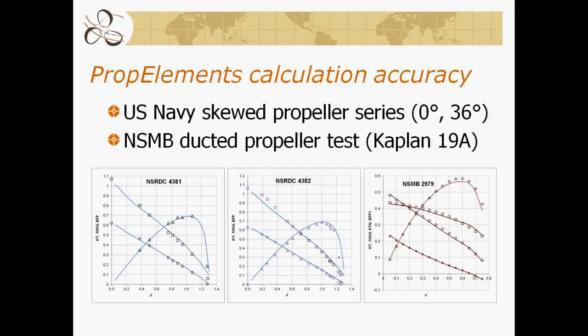I believe it's a 4-blade Kaplan with a 0.55 blade area in a 19A nozzle. But you can see we're picking up not only the propeller or the total KT, but our nozzle KT as well, and our propeller KQ for the torque and the total system efficiency. That's one of the real strengths of PropElements, is its ability to analytically wrap a nozzle or a shroud, whether that be a 19A or something like a tunnel thruster, around our propeller for our analysis and design.